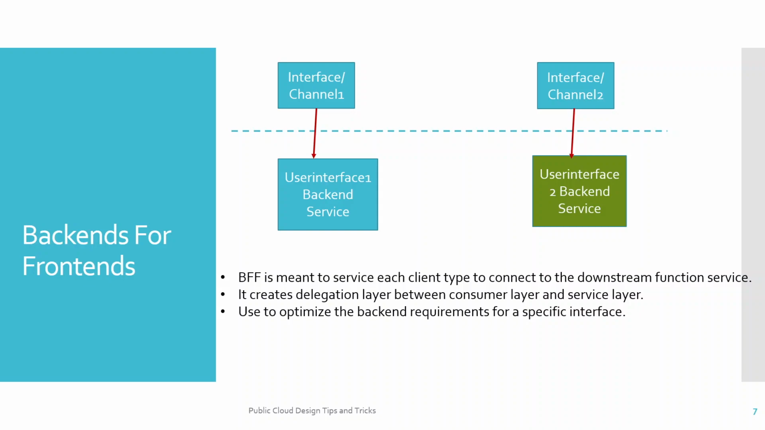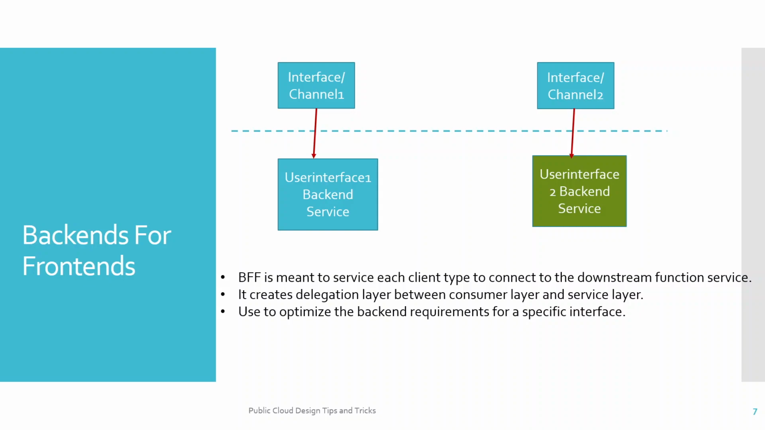BFF is always meant to service each client type to connect to the downstream functional services. So what does it mean by client type? A client type could be different channels. For example, let's say you have a downstream service you developed to serve the request from different channels like desktop channel, mobile channel, IoT channel, or some XYZ channel. Okay, so that is more about the client type.